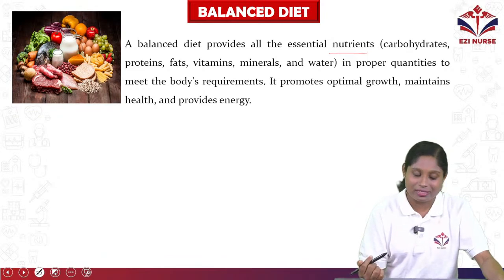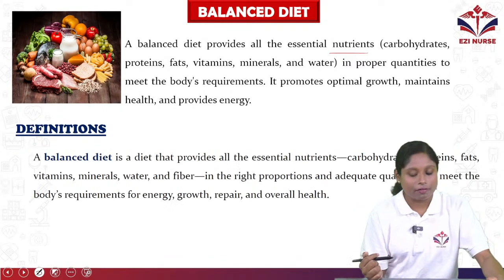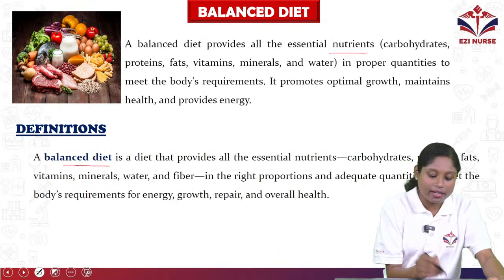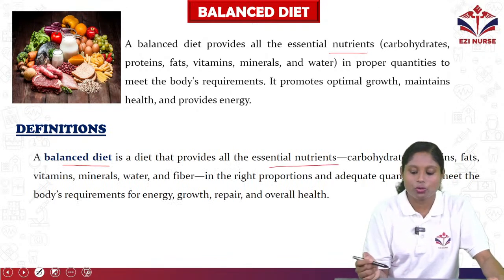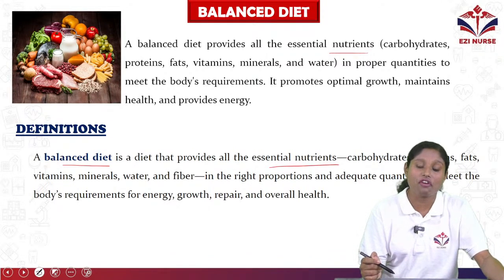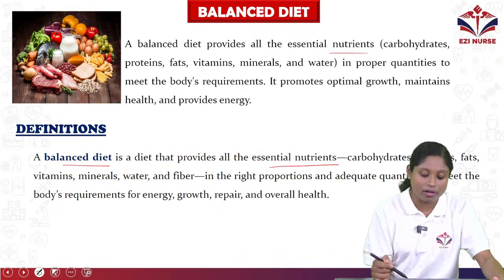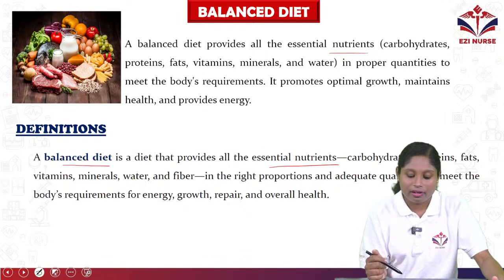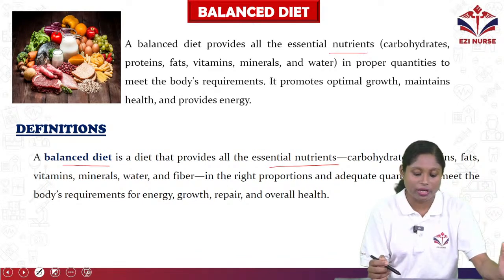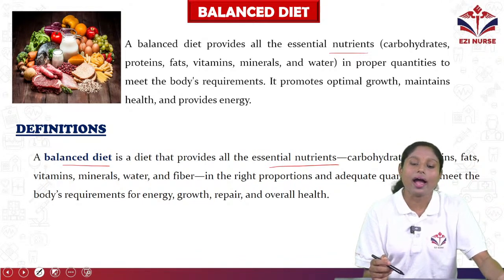So this is balanced diet. What is the definition of balanced diet? A balanced diet is a diet that provides the essential nutrients like carbohydrates, protein, fat, vitamins, minerals, water, and fiber in right proportions and adequate quantities to meet the body requirement for energy, growth, repair, and overall health.